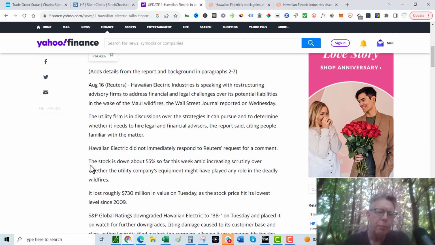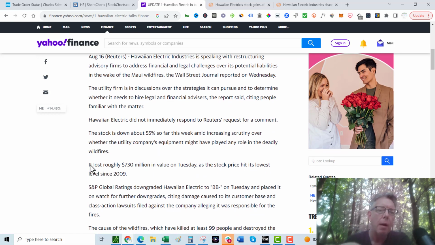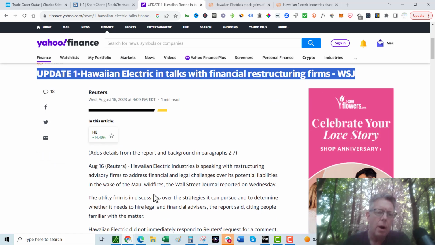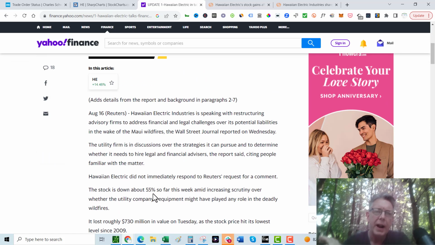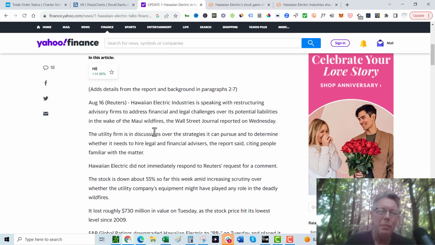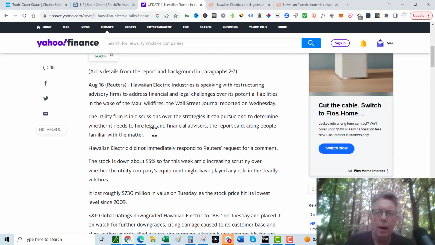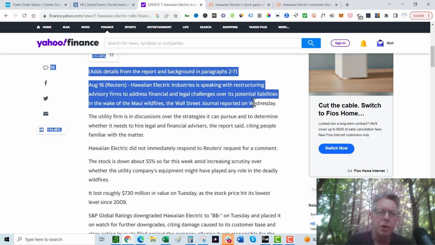So I went on to read this because the stock just plummeted. And I read the article. Several of my members said, you know what, we're out of this. I didn't blame them. But when I took a look at the article, it was all about unnamed sources, really ridiculous types of statements made here. Again, August the 16th, Hawaiian Electric Industries is speaking with restructuring and advisory firms to address financial and legal challenges over its potential liabilities in the wake of the wildfires. Okay? That's not a great shock.